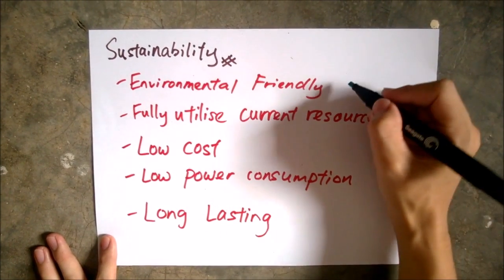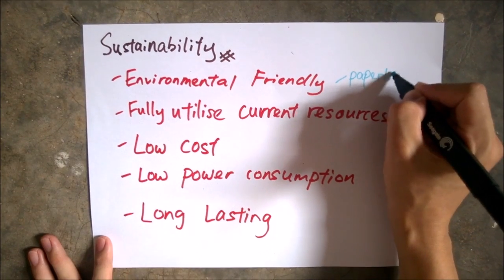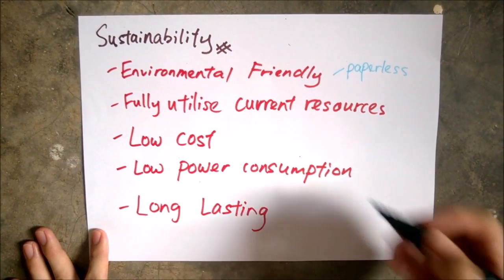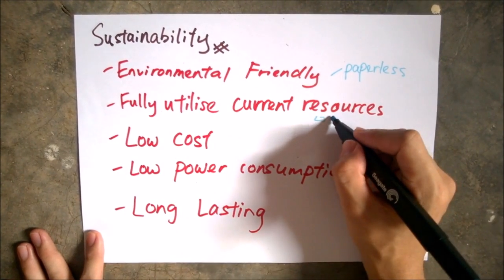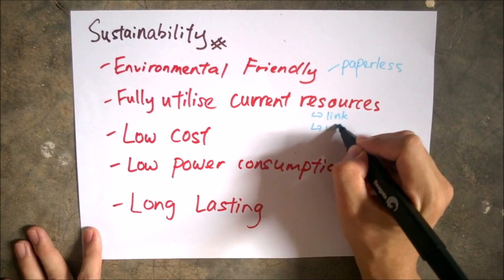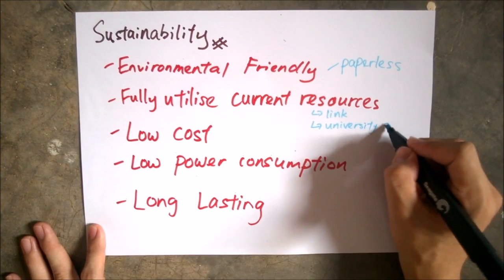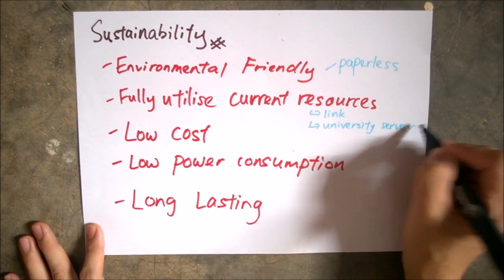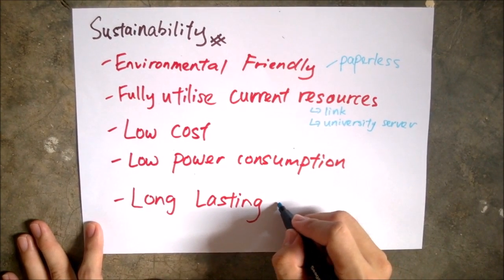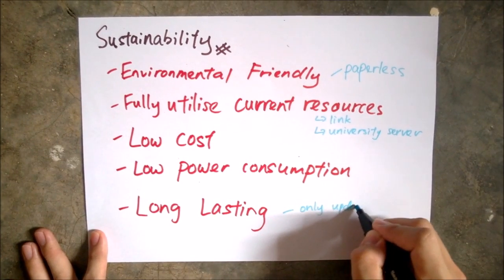Okay, now we talk about the sustainability of our system. Our system is environmentally friendly and fully utilizes our current resources, because it is completely paperless; it only needs to link the social media with our school servers. Besides that, our system is also low cost, low power consumption and long lasting. The info only needs to be updated online and it will permanently exist until we delete it in the future.